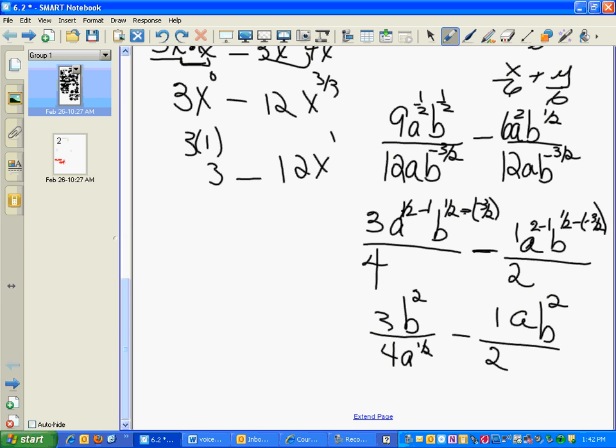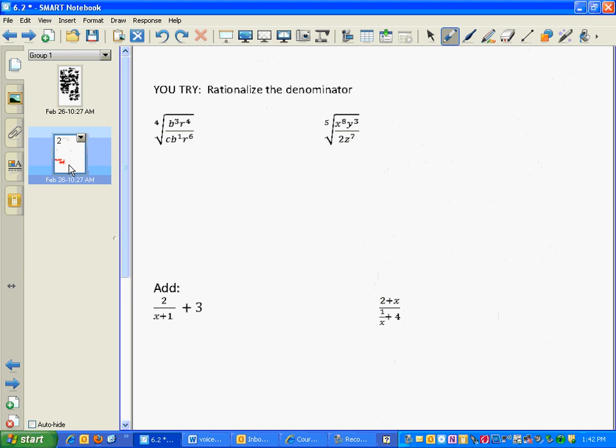Can you add fractions whose denominators are not the same? We separated our fractions and we simplified each of these terms. I cannot add these two together. That would be your final answer, yeah. Okay.